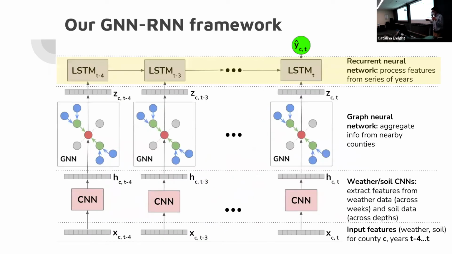And then finally, after this graph neural network aggregates information from nearby counties, we pass the output of this through a recurrent neural network, an LSTM, that can process features from the series of years. And then it outputs the final crop yield prediction.